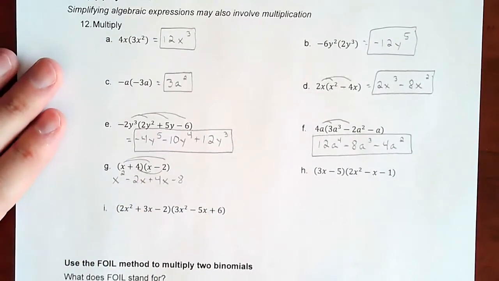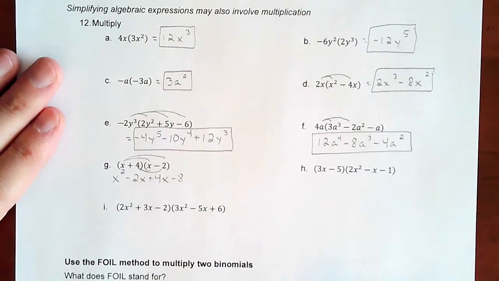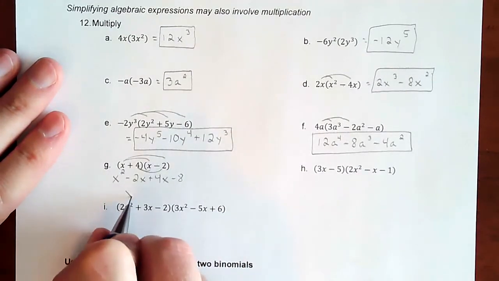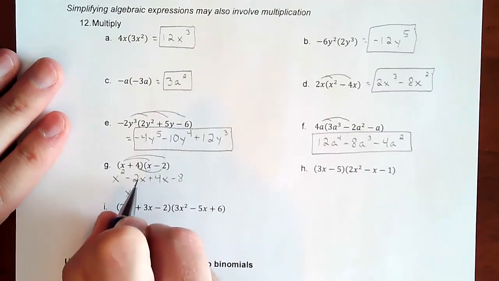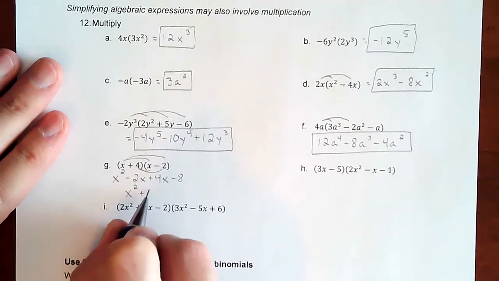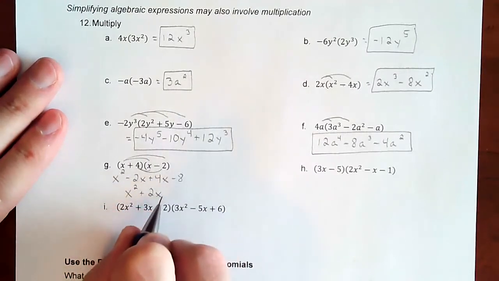Now, pretty often you're going to have some like terms that you're going to have to combine together. So here, if we combine them, we'll have an x squared. Here are like terms, plus a 2x, and then minus 8.